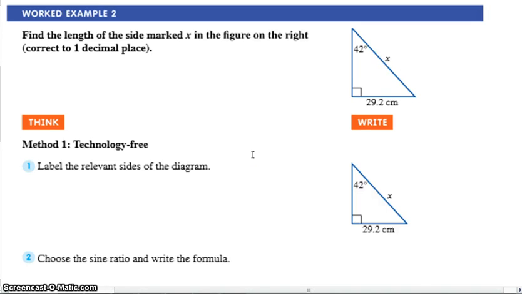Okay, this example we have to find the length of the side. Now, if you are looking at it, and I know most of you have attempted it, what you'll find is you're going to end up with x on the bottom of the fraction, which is different to the ones we've done before. But let's do the steps the same way.